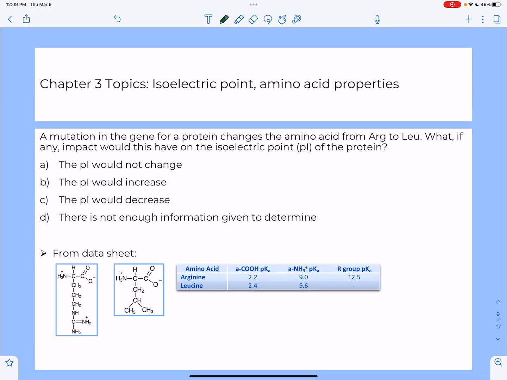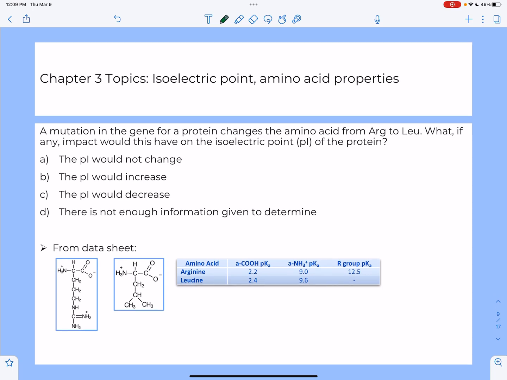Okay, so here we have our arginine. Here we have our leucine. Okay, and so what we're wondering is, is this going to have an effect on the isoelectric point of the protein? Okay, and if so, what would that effect be? Okay, so let's look at our data.